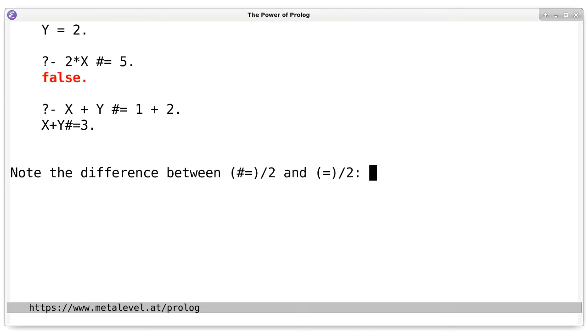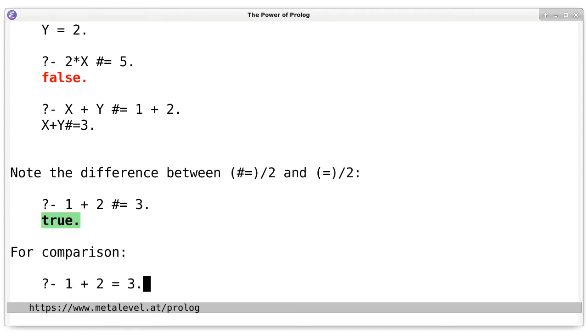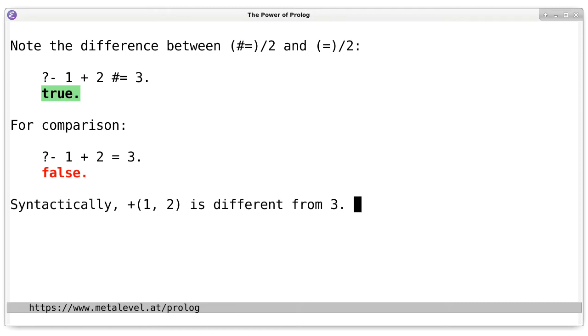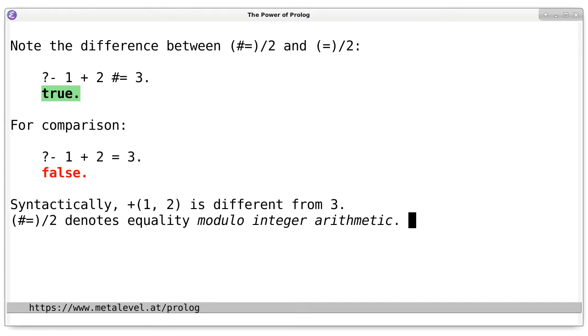Note the difference between #= and plain =. #= denotes equality of integer expressions, and in this sense 1 plus 2 is equal to 3. On the other hand, plain = denotes syntactic equality, and for this reason 1 plus 2 is of course not equal to 3, because syntactically the term plus(1, 2) is different from the integer 3. We say that #= denotes equality modulo integer arithmetic. And this can be regarded as a generalization of syntactic equality provided by plain =.